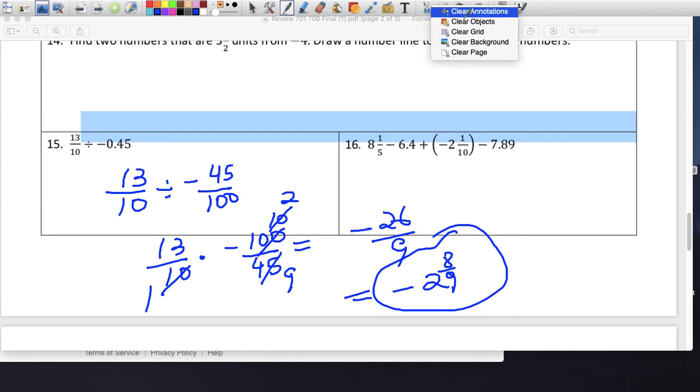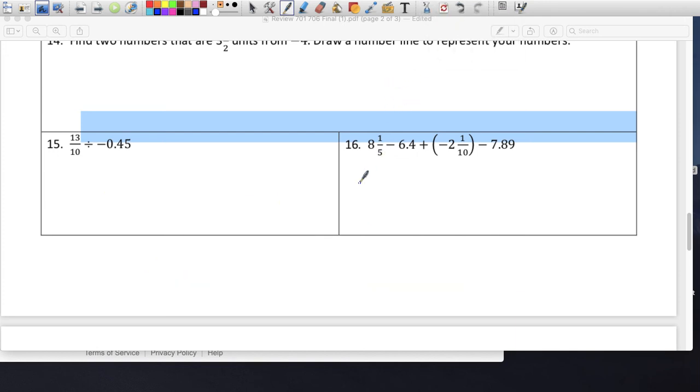Okay. Last question. I am going to change everything to a decimal. 8.2 minus 6.4 plus negative 2.1 minus 7.89. And now it's just a matter of entering it in the calculator. So I got 8.2 minus 6.4, exactly as it is, plus negative 2.1, and then minus 7.89, and according to my calculations, it's negative 8.19.